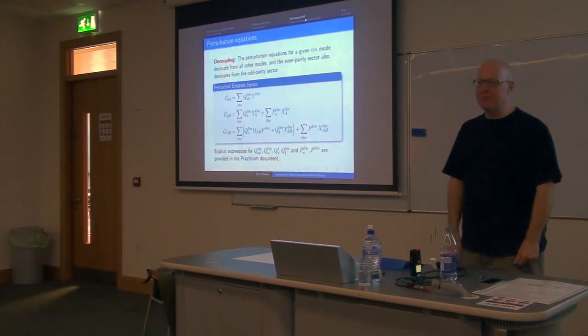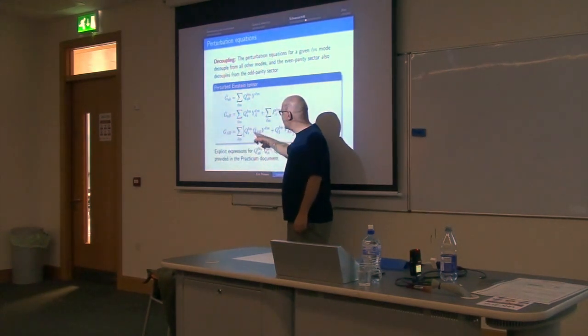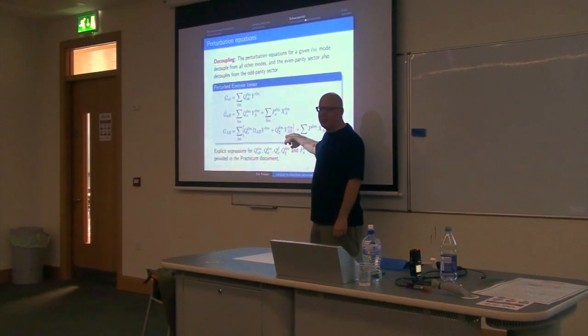I just ran out of indices. Those are just notation to distinguish what is the trace part and what is the trace-free part of the Einstein tensor. I could have called it Q1 or Q2. Sorry?